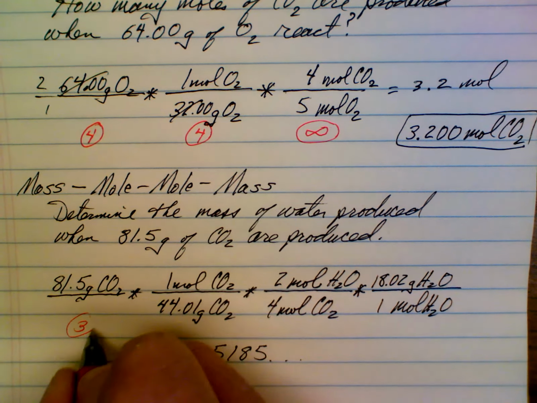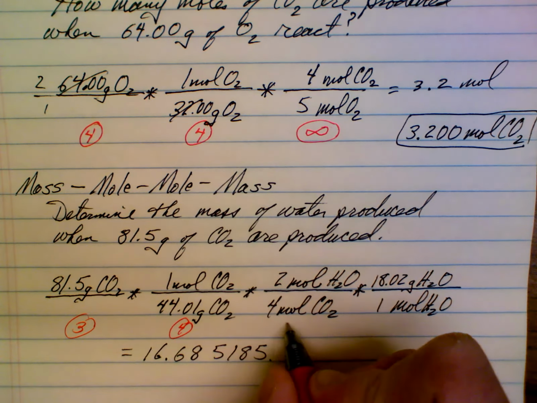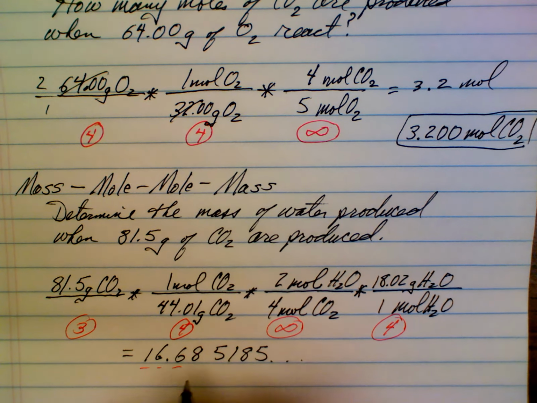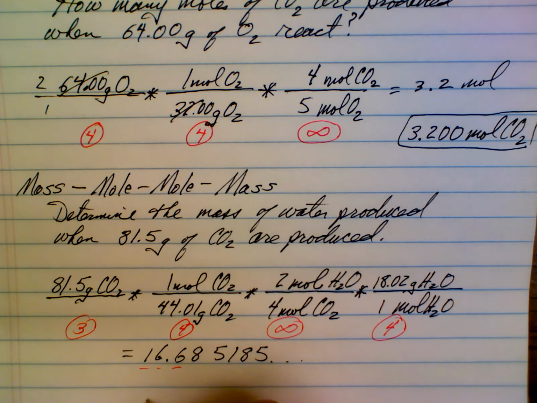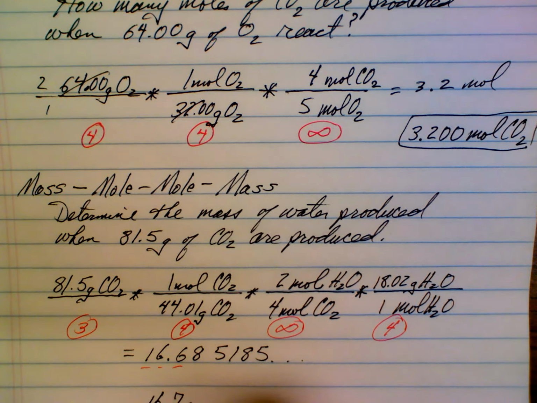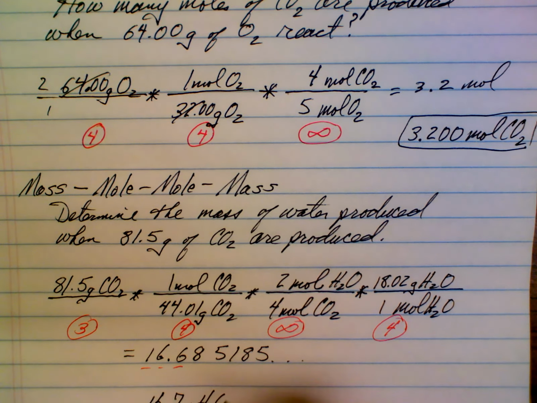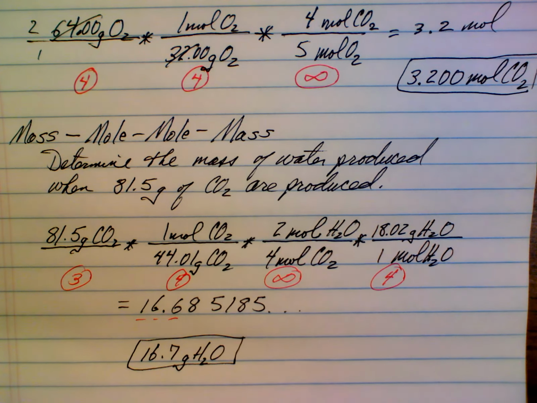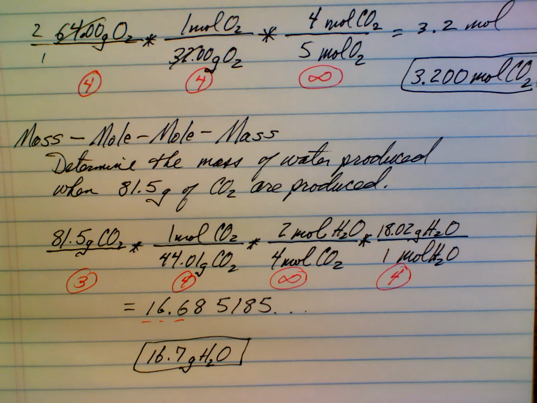Here we have 3. Here we have 4. Again, infinite and 4. And we can only keep 3 significant figures. So we can see that we're going to be rounding this to 16.7 grams of H2O produced. And that is stoichiometry in a nutshell.